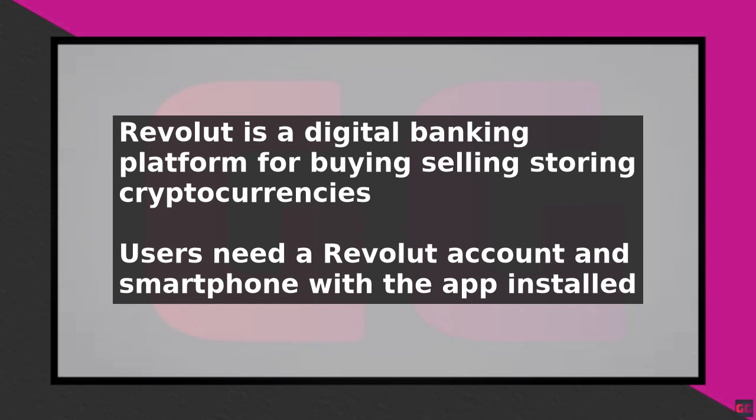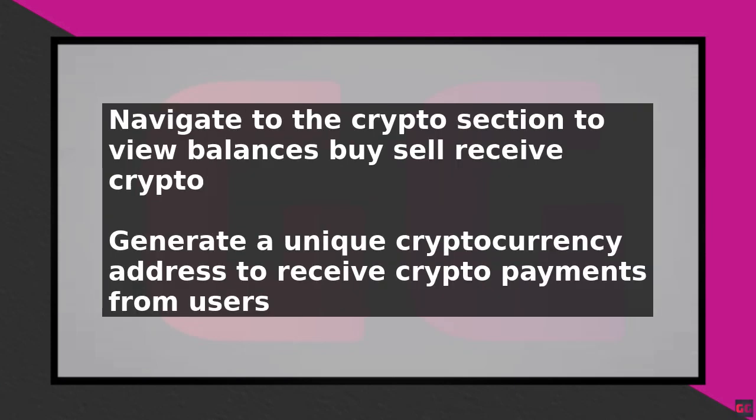First, open the Revolut app and navigate to the crypto section. This is where you can view your crypto balances, buy and sell cryptocurrencies, and receive crypto payments. To receive crypto, you will need to generate a unique cryptocurrency address. This address is used to receive crypto payments from other users.